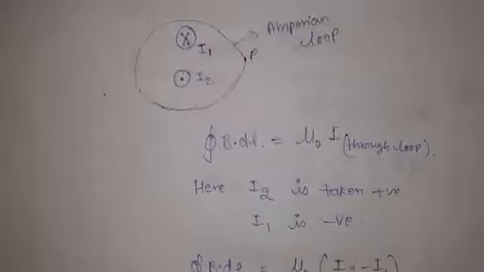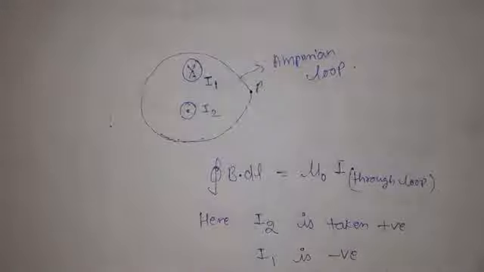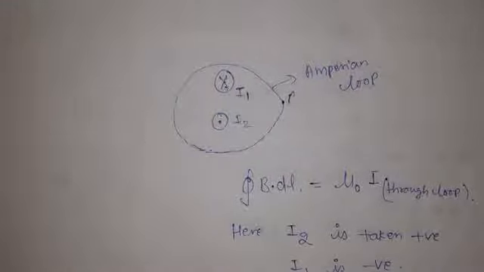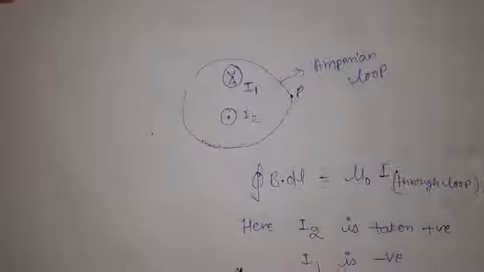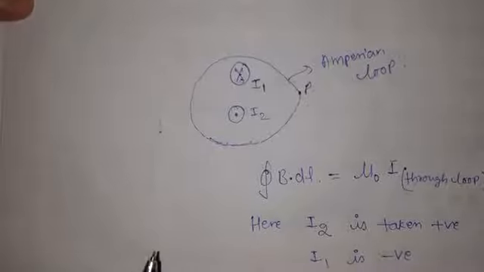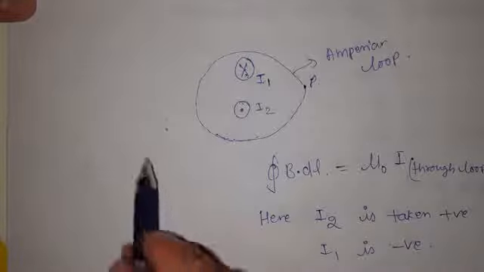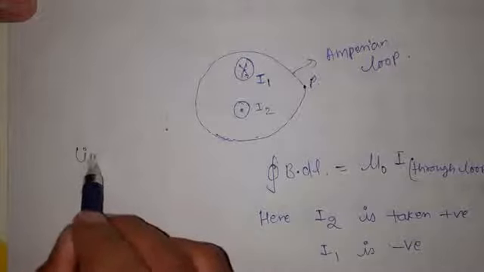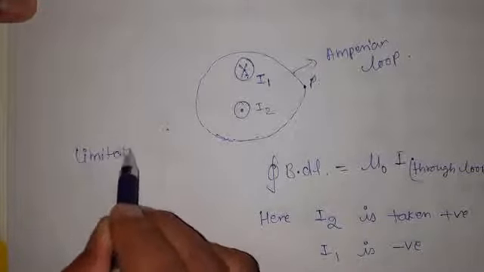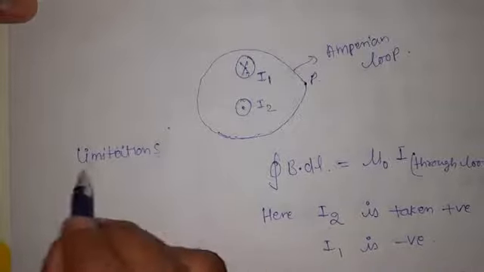Okay, so thus we have the Ampere circuit law, and whenever we have to apply this Ampere circuit law, we have to use an Amperian loop. This Amperian loop needs to be taken as symmetrical. Okay, so then it will be useful to us. Now over here this has its limitations. So, limitations of Ampere circuit law.